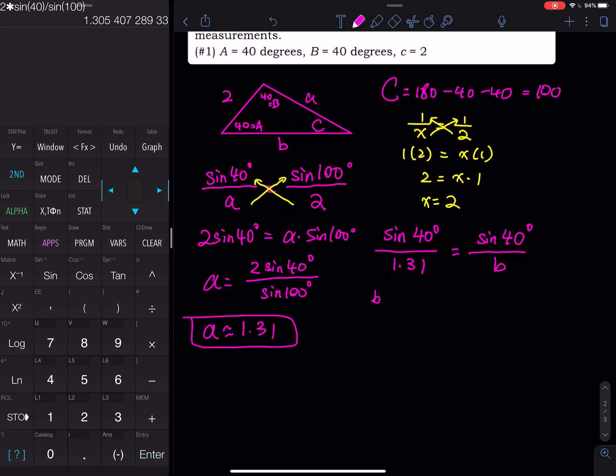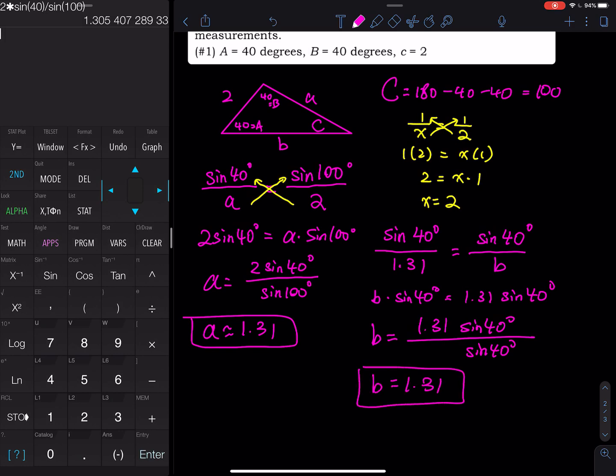So b times sine of 40 degrees equals 1.31 times sine of 40 degrees. And then you have b equals 1.31 times sine of 40 degrees divided by sine of 40 degrees. So this one, sine of 40 degrees is cancelled. Then b is just equal to 1.31, and then the job is done. We found small a and small b, and then we also found the big C.